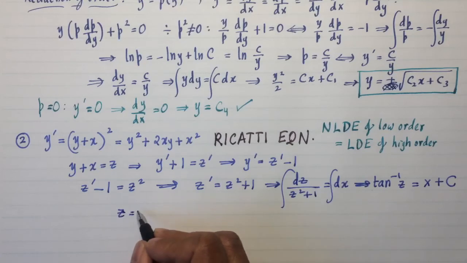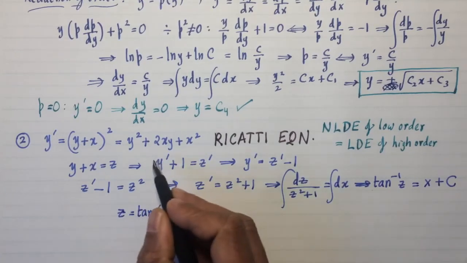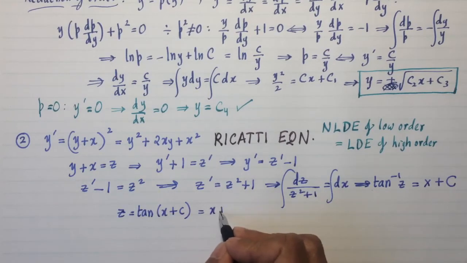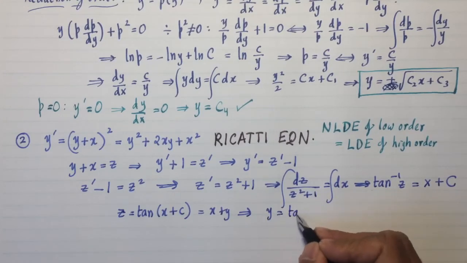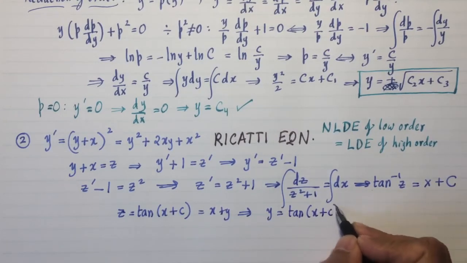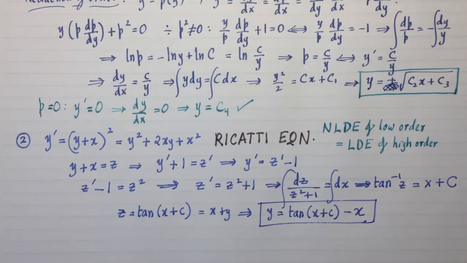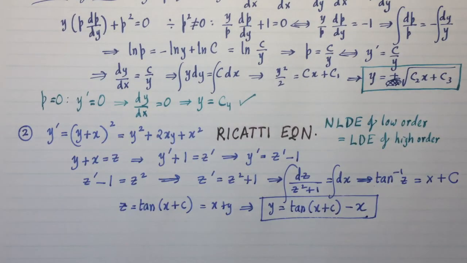So I get z equals tan of x plus c, and z, by the way, was x plus y, so I can write this as x plus y equals tan of x plus c, which means that y is tan of x plus c minus x. So this is the full solution to the Riccati equation shown. The Riccati equation is not just this equation, it's a whole species of differential equations, of which this is one small member.